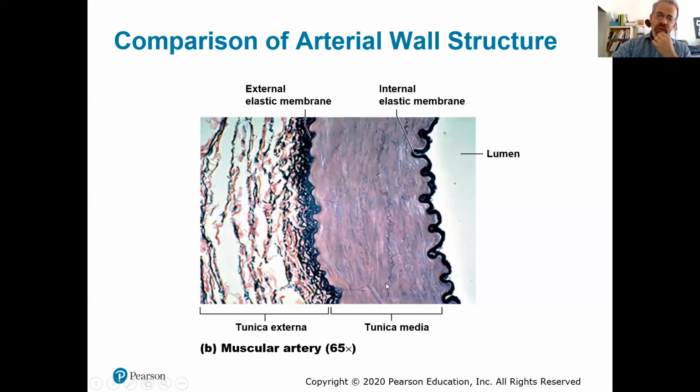We have fewer elastic fibers throughout, much more muscle, but we do have this internal and external elastic membrane. The tunica intima you can barely see. And most arteries of the body are like this, outside the aorta and the pulmonary artery. The smaller tributary arteries are typically muscular.